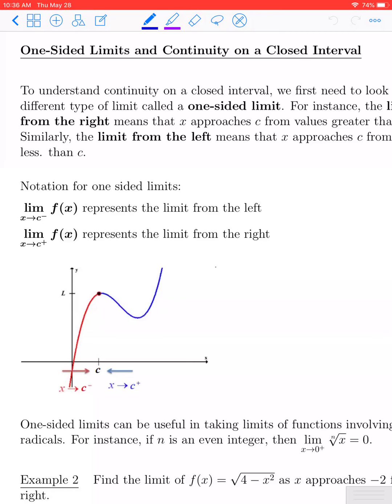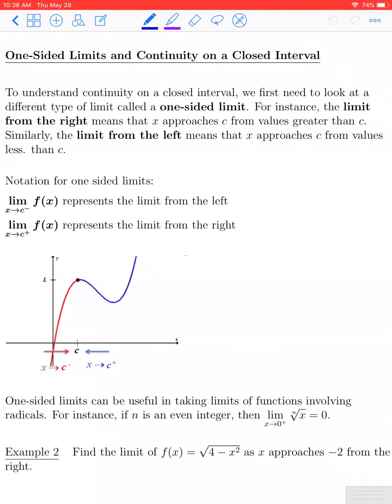In the second preceding problem, we had the notion of what's referred to as a one-sided limit, and this will also help us to discuss continuity on a closed interval. The first thing we need to do is look at what we refer to as the one-sided limit.